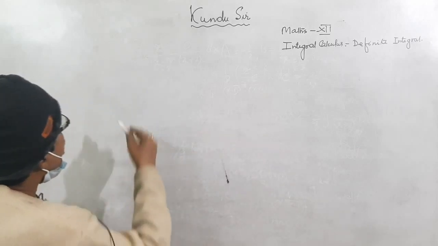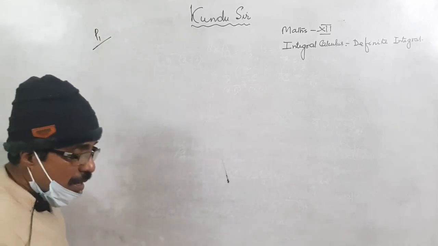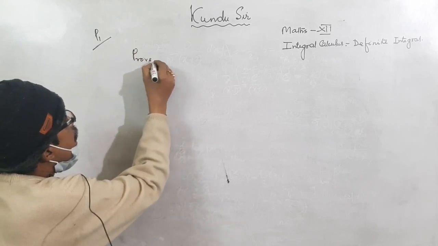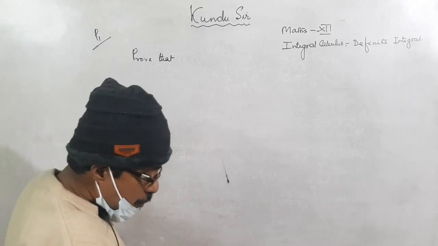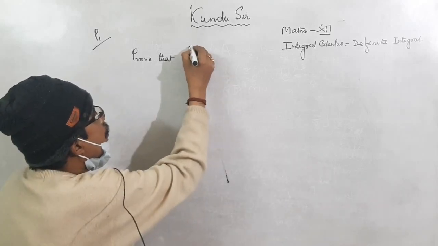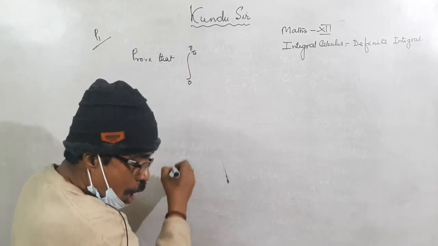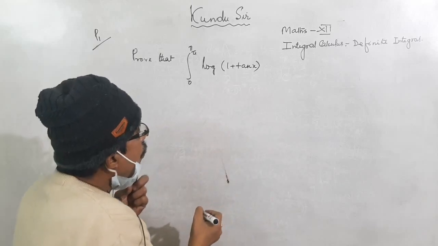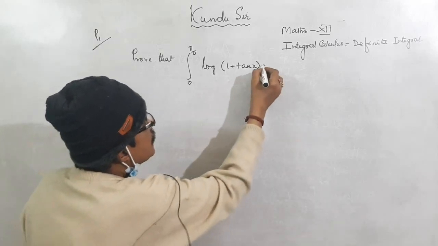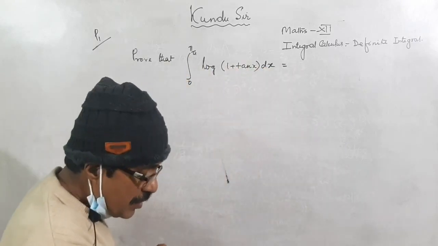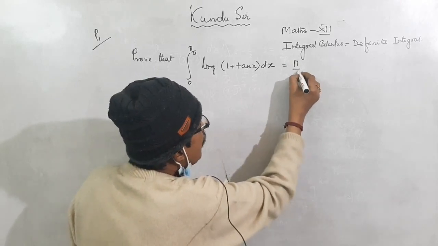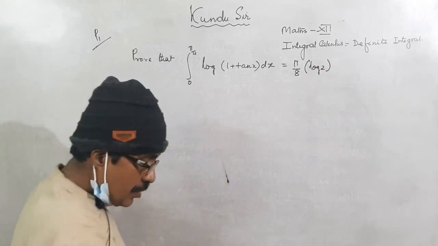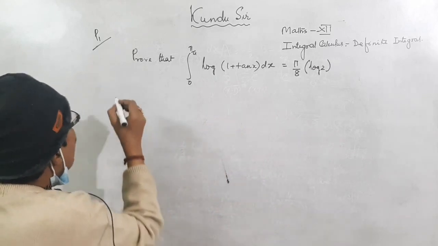Now problem number 1 for this class. Prove that the integral from 0 to pi by 4 of log(1 plus tan x) dx, the result is pi by 8 log 2. Now that is the answer.